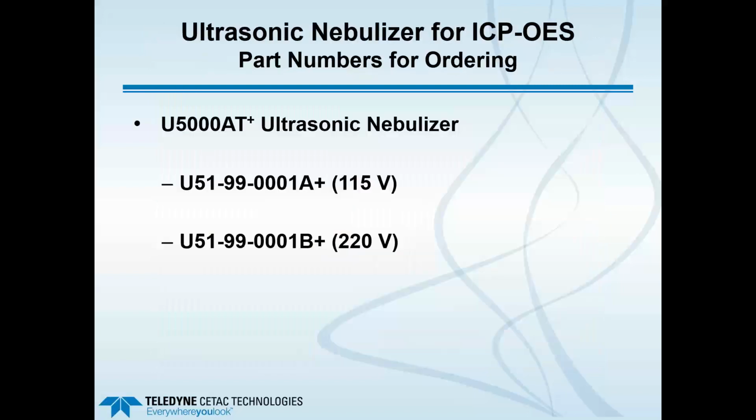So for the ultrasonic nebulizer itself, there are two voltage setups, one for 115 volt, and there's the part number for it, and one for 220 volt. They're hardwired depending upon the voltage in the country you are using the system. So you would order an A plus for 115 volt, a B plus for 220 volt.